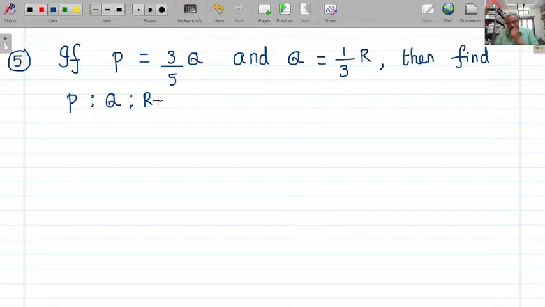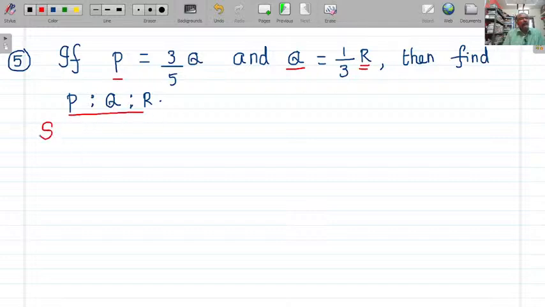Okay, what is your answer? So first read the question. If P is equal to 3 by 5 times Q and Q is equal to 1 by 3 times R, then find P is to Q is to R.